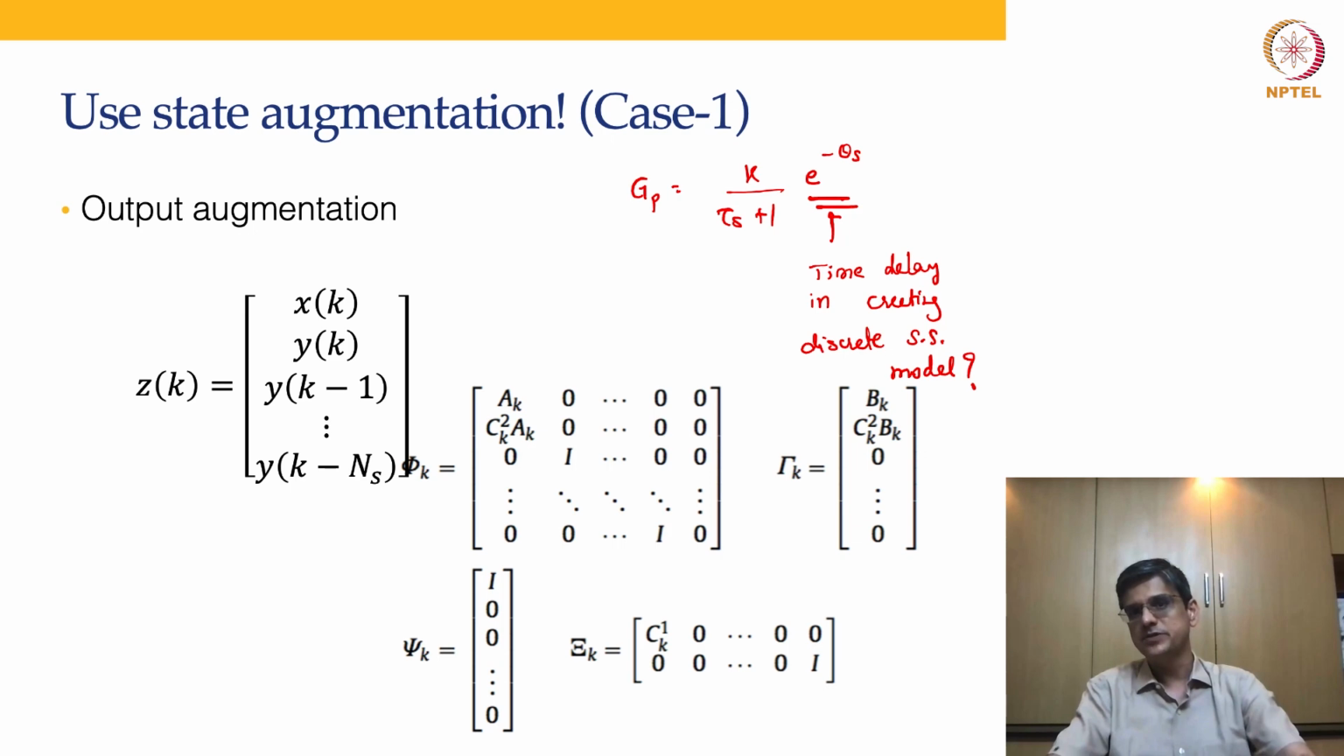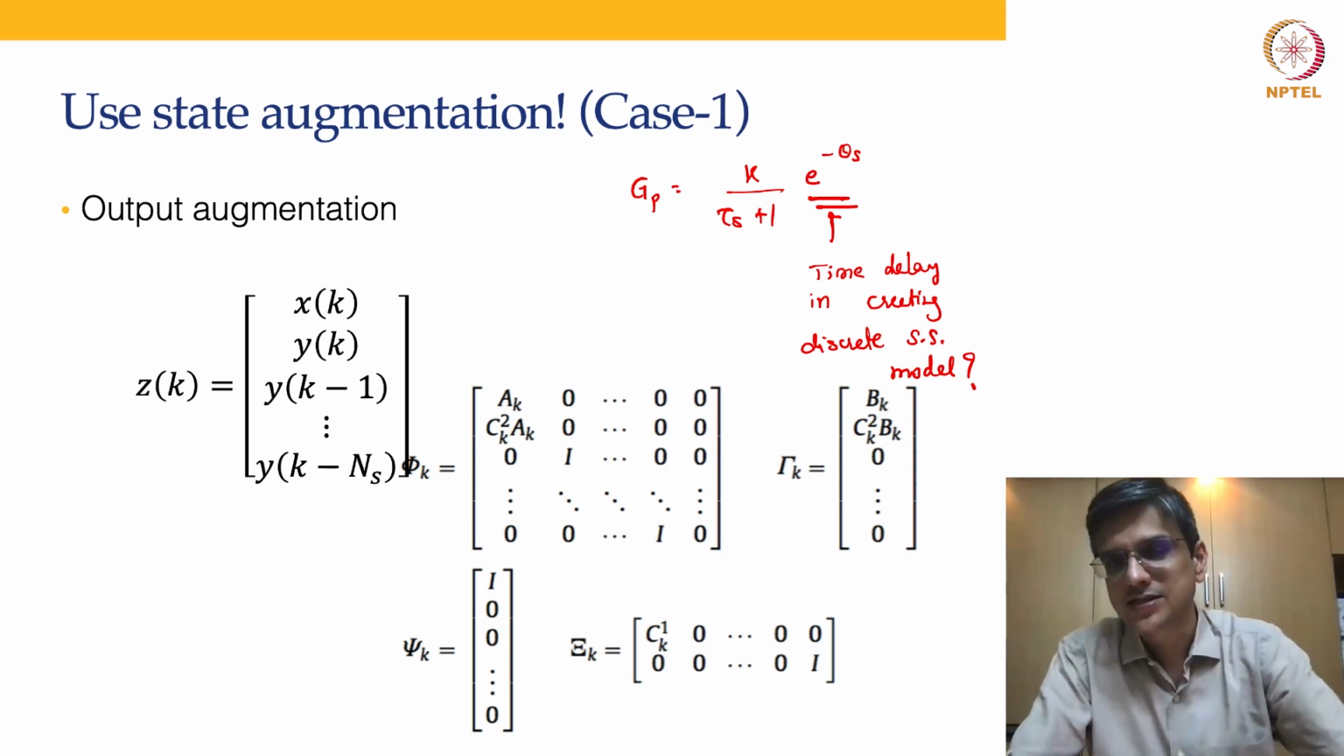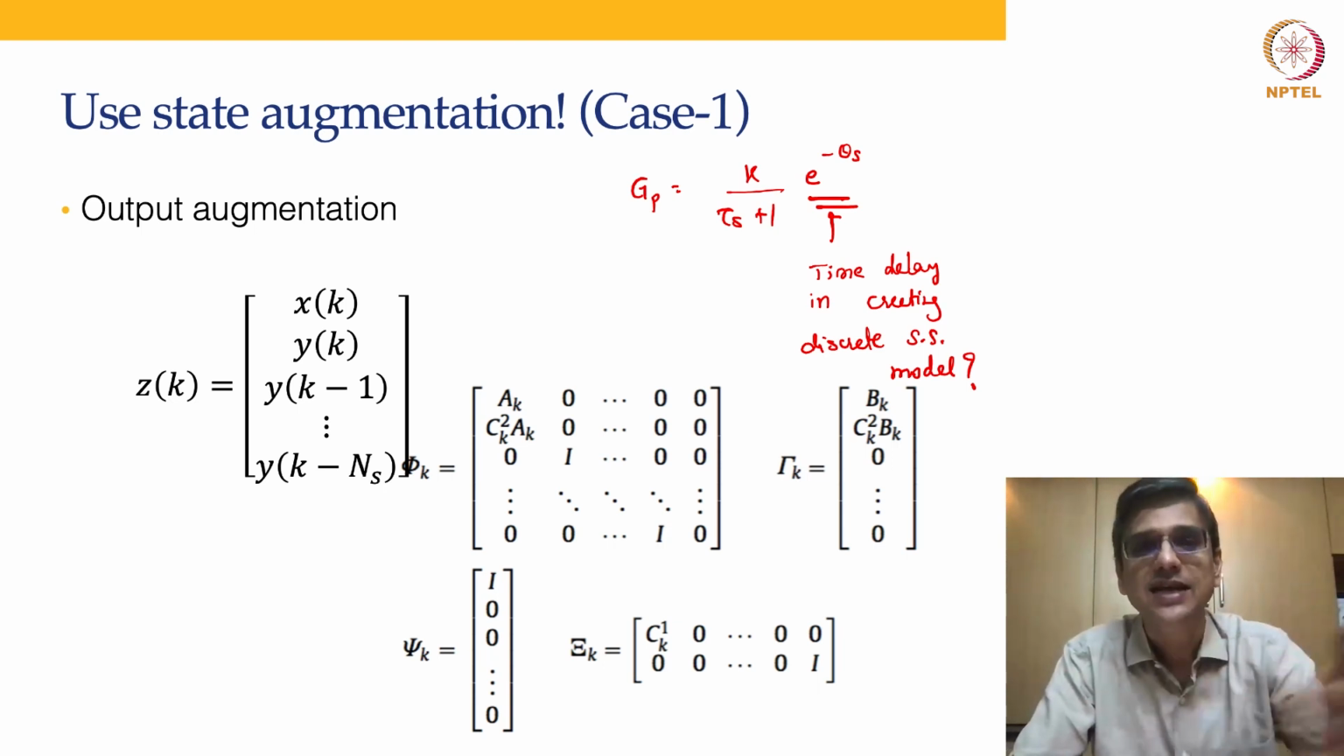Here it is a measurement delay. That means the output is the one that needs to be augmented. So in the input delay we had x(k), u(k-1), u(k-2). In the output delay you have x(k), y(k-1), y(k-2), and so on. That's the difference, but the concept is exactly the same.